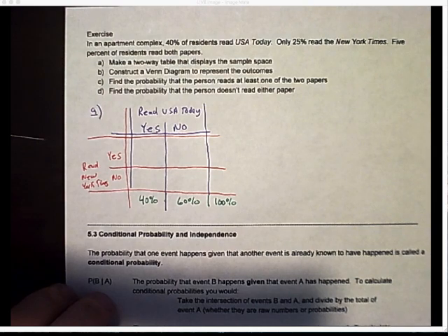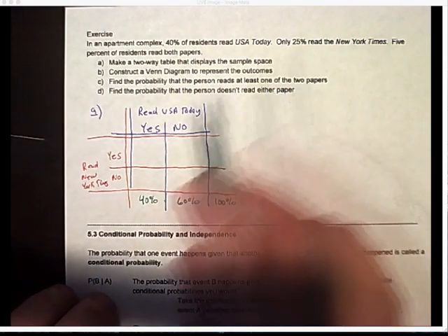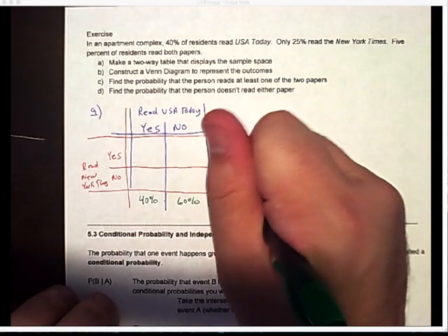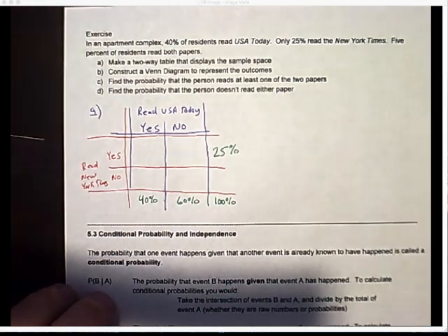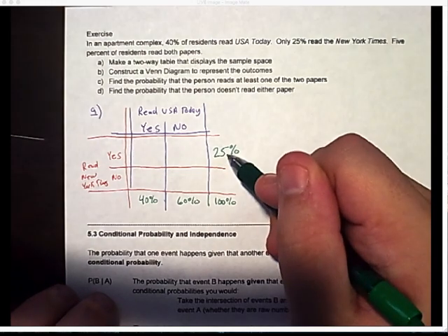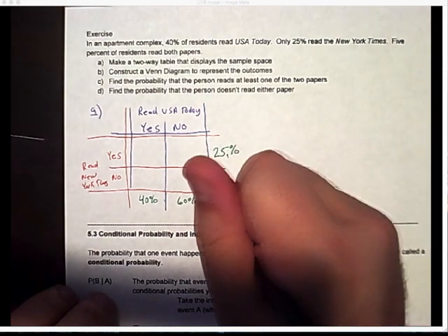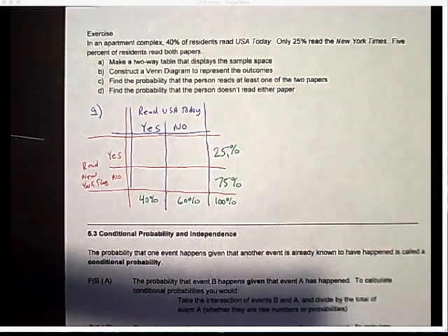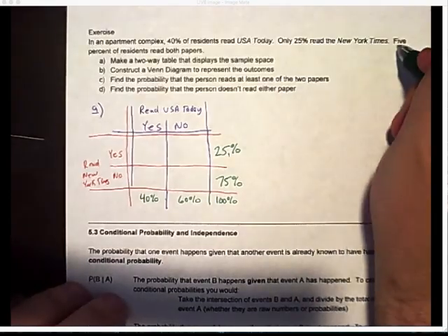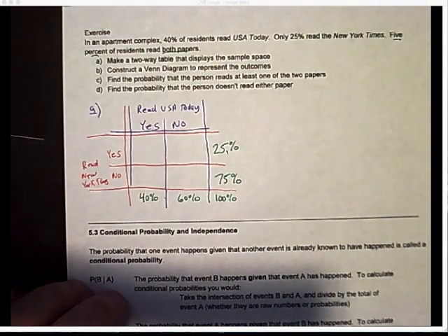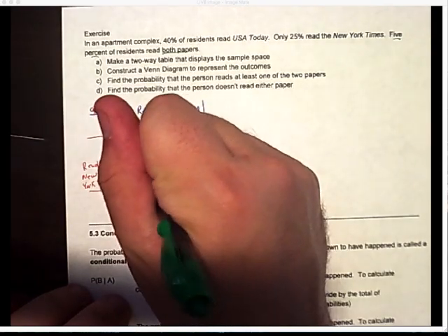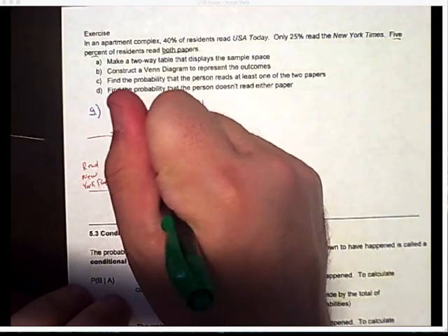All right. Tells me 25% read the New York Times. So this row needs to add up to 25%. Well, if 25% do read the New York Times, that means that 75% do not. So I can put that number in there. All right, now it gives me one more key piece of information. It says 5% read both papers. Well, if that's true, then 5% would say yes to both.